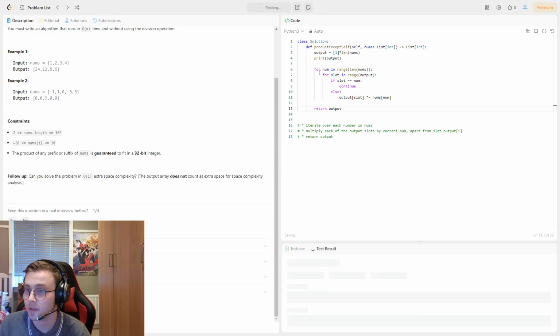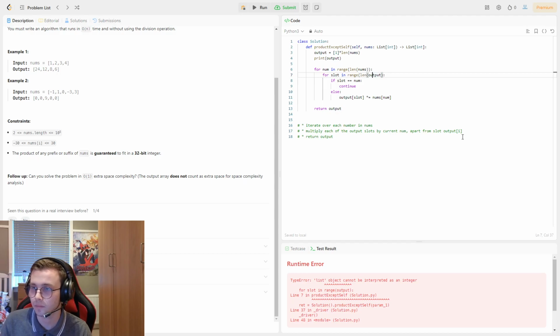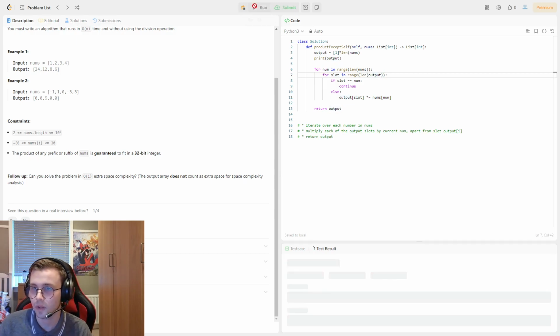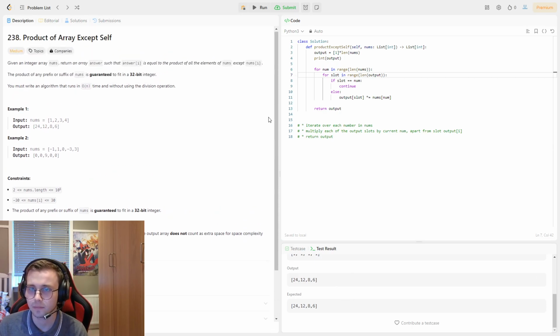I think this is O(n) squared though, because you're looping over each of them n times. For slot in range length of output. Run. So these two got accepted. I'm going to submit this, but I reckon that this is going to get a TLE, this is going to get failed, because I'm almost certain this is O(n) squared.